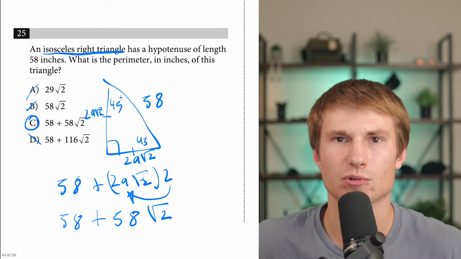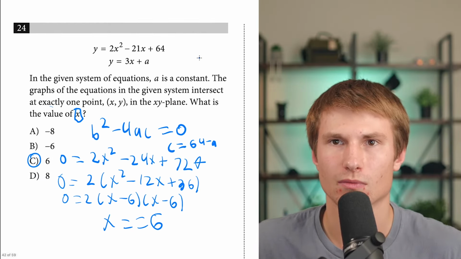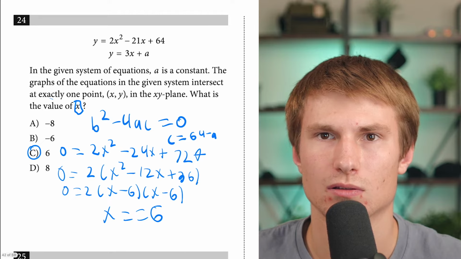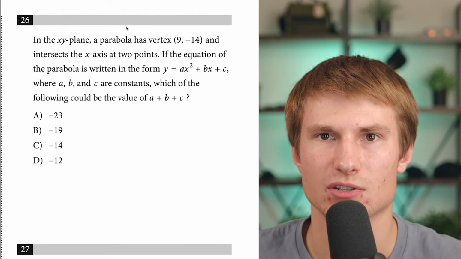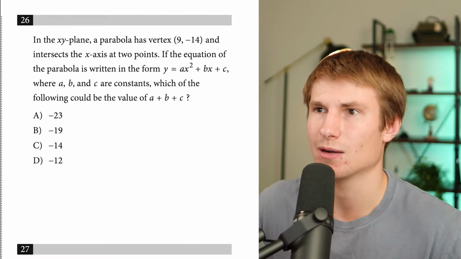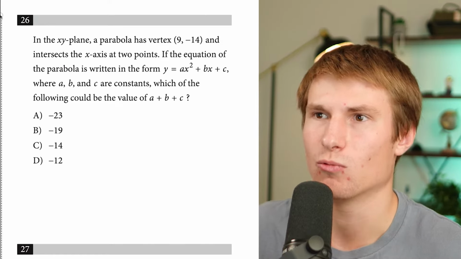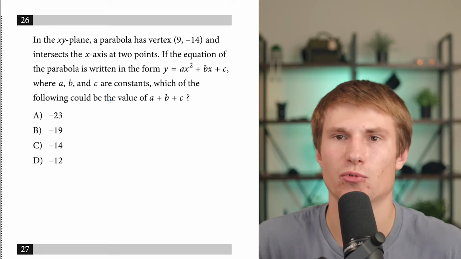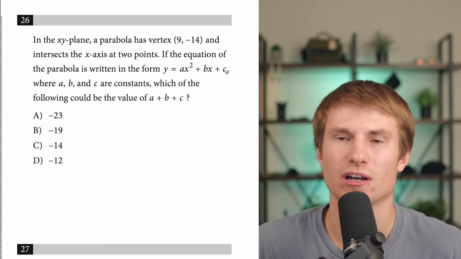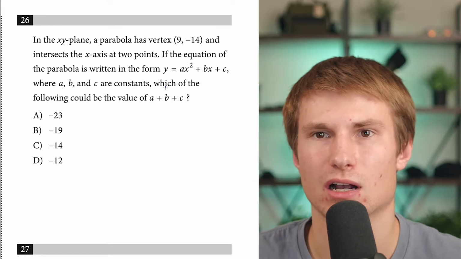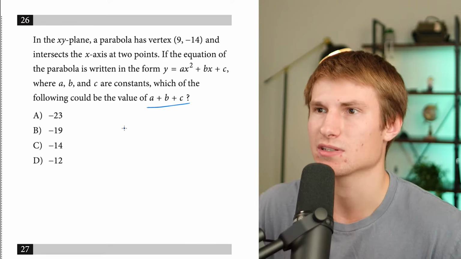Okay, moving on to number 26 now. Okay, I'm going to go ahead and switch sides on my screen. There it is. In the XY plane, we've got a parabola. It's got a vertex of 9 and negative 14 and intersects the x-axis at 2 points. If the equation of the parabola is written in the form y equals ax squared plus bx plus c, where a, b, and c are constants, which of the following could be the value of a plus b plus c?